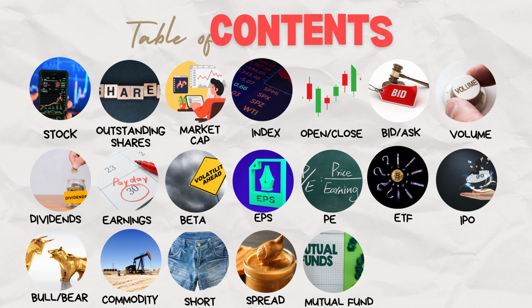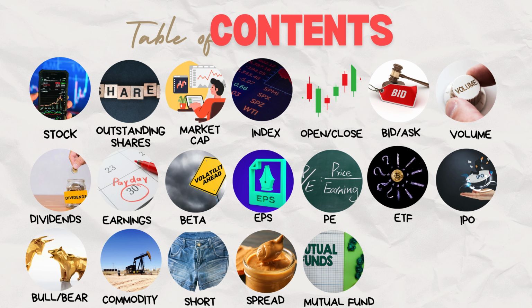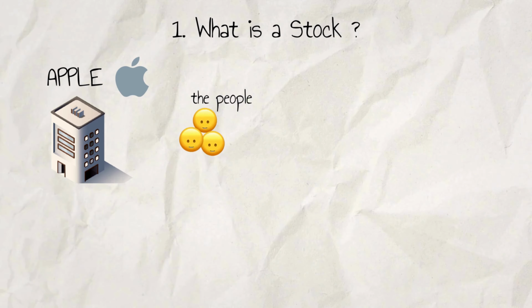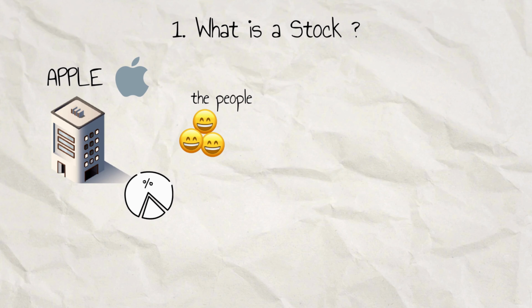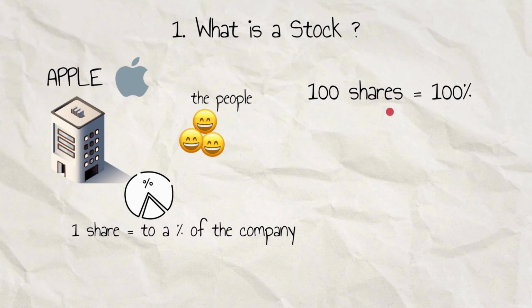This is all we will talk about in the next few minutes, so take a deep breath and let's go. This is Apple, and Apple decides to go public and gives the common people the opportunity to buy a stock, aka a share, aka a percentage of the company itself. One share equals a percentage of the company. If Apple has a total of 100 shares and you hold one share, then you own 1% of the company.